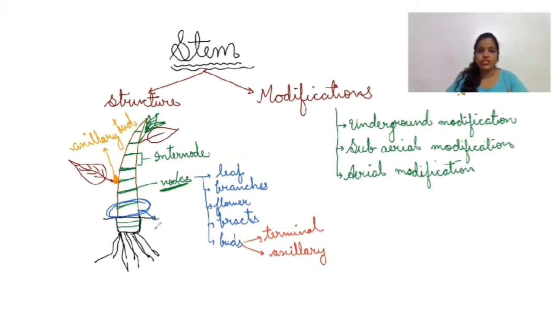Then we have the third type, that is aerial modification. So what is left now? The aerial part of the stem is left and its modification is basically known as aerial modification, guys. So here we are done with the introduction of these three types of modifications, and now we'll discuss a bit more detail about these modifications. So let's see these specific modifications also.